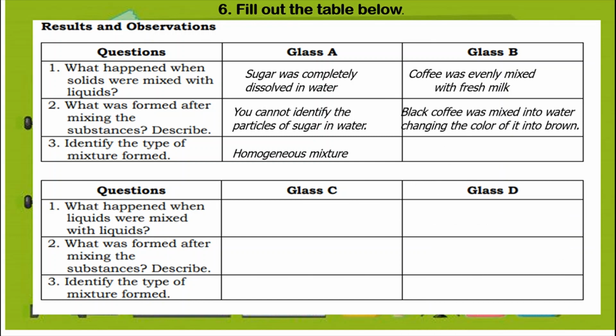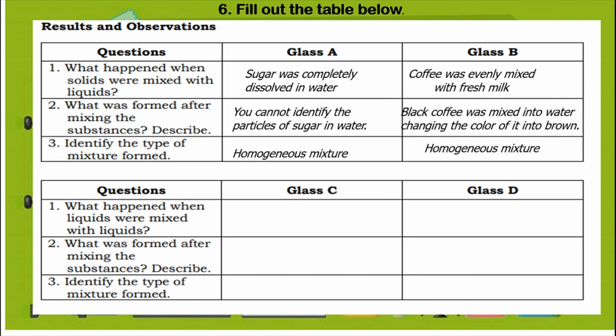Black coffee was mixed into water, changing the color of it into brown. Okay, ang colorless na water, pag butang na to sa powdered coffee, kaya nahimo na siya og brown ang color ng tubig. Okay? Number 3, identify the type of mixture formed.